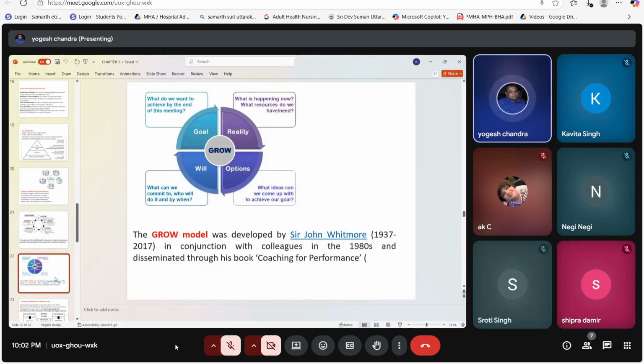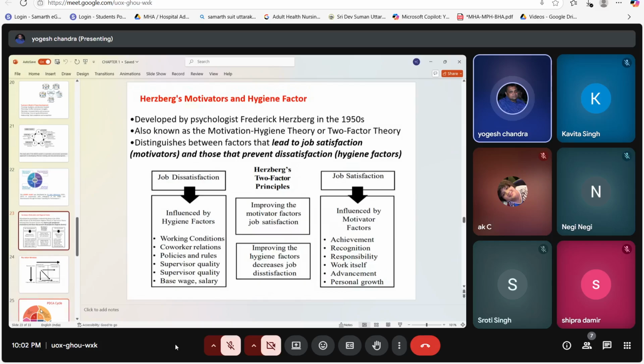This is one model that is also known as the GROW model, and this was given by Sir John Whitmore. The GROW model says goal, reality, options, and will. What do we want to achieve by the end of this meeting? What is happening now? What resources do we need? What ideas can we come up with to achieve our goal? What can we commit to, who will do it, and by when? Again, this is also related to the ADDIE model and all that. So these are the models which you can utilize in the hospital.